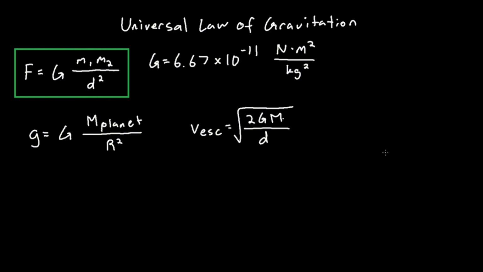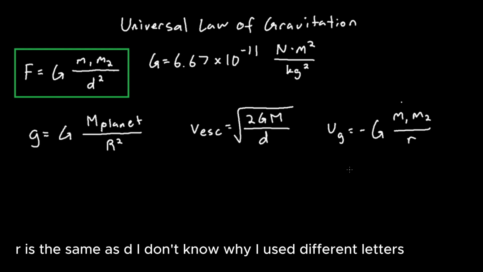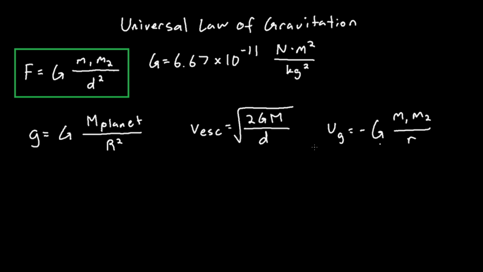So how about for energies? Well, the total potential energy that something has, or gravitational potential energy more specifically, is negative G m1 m2 all over R. Well, you might have some questions related to this formula. Like, why is there a negative? Isn't gravitational potential energy supposed to be positive? Well, let me explain this.